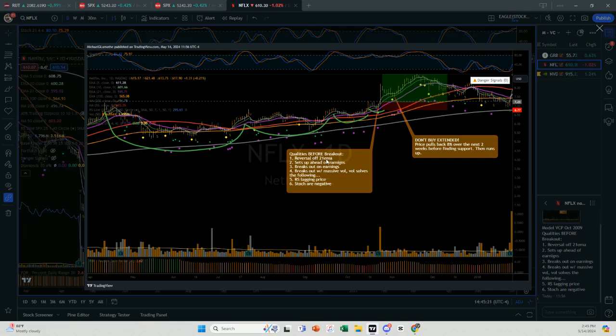It had a reversal off the 21 EMA right here before breaking out. It was setting up ahead of earnings, and it broke out on earnings. So just because something is setting up ahead of earnings, that doesn't mean you shouldn't look at it. Because sometimes on earnings you get price gapping all the way up here, and then you can't do much with it because the reward to risk is all out of whack. Especially if you want to place a stop down here, it makes it more difficult.